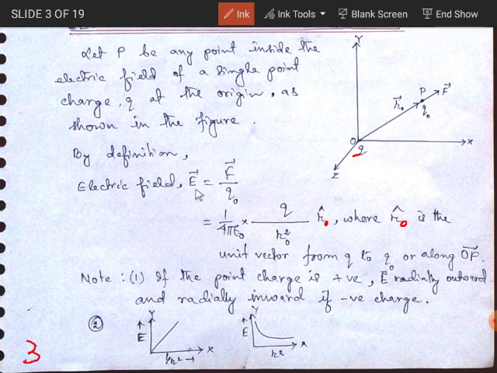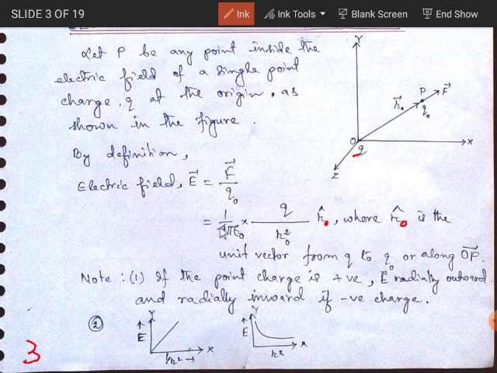Now if you are going to draw a graph between E and 1 by r square, with r naught just representing distance, so you can simply use r or r naught, it doesn't matter. If you draw a graph between electric field intensity versus 1 by r square, then it would be a straight line like this. Why? Because E and 1 by r square are directly proportional.